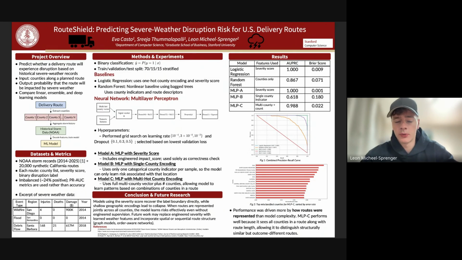In terms of dataset and labeling, we built our dataset by joining NOAA California storm records with about 20,000 synthetic delivery routes that we created. Each route receives an engineered severity score based on storm type, magnitude, casualties, and damage, and then routes with a score greater than 0.25, which is the impact score, are labeled as impacted.